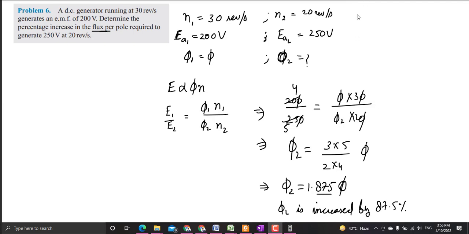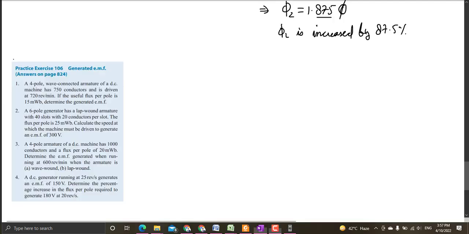Let's move to the next example, next questions. Now we have practice questions, so let us do that. So these are our practice questions. Let us attempt question number 1. A 4-pole wave connected armature of a DC machine has 750 conductors and is driven by 720 revolutions per minute. If the useful flux per pole is 15 milliweber, determine the generated EMF.